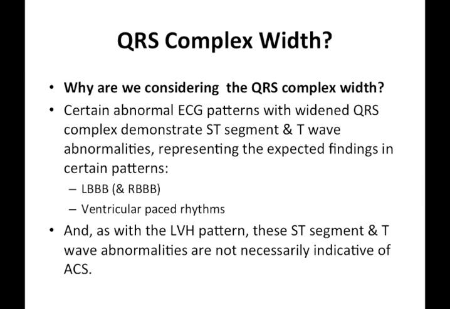Why are we considering the QRS complex width in this setting? Certain ECG patterns that are abnormal will have a widened QRS complex. These include left bundle branch block pattern, as well as right bundle branch block pattern and ventricular paced rhythms. As we've stated before with respect to the LVH pattern, these patterns also will produce new ST segment and T wave abnormalities that are the new normal for these patterns and not indicative of underlying ST segment change due to acute myocardial infarction.